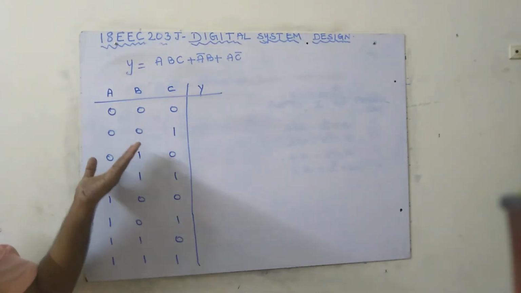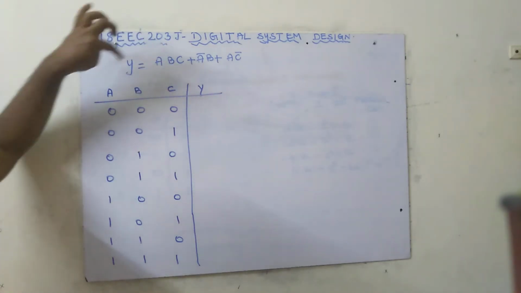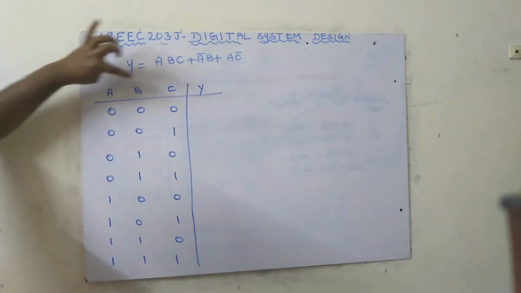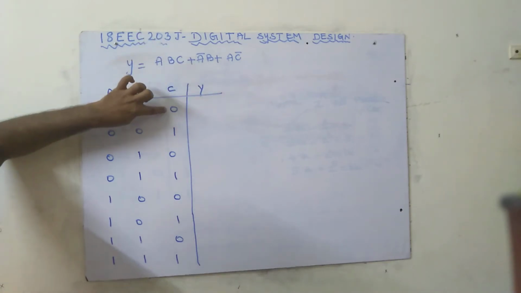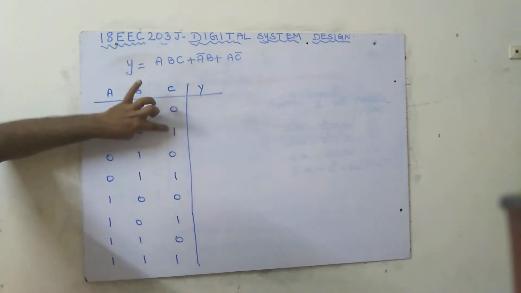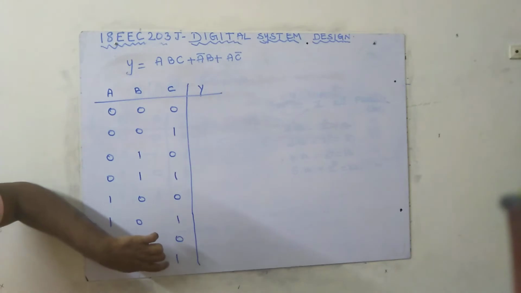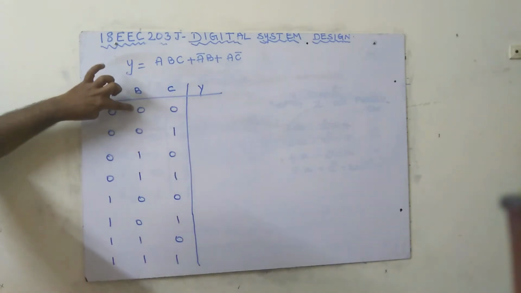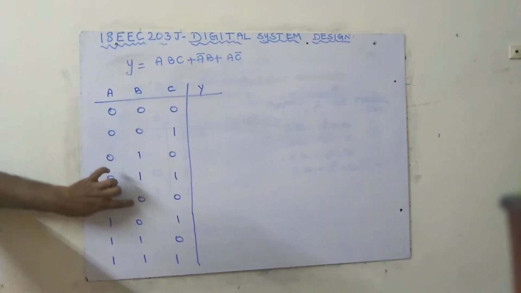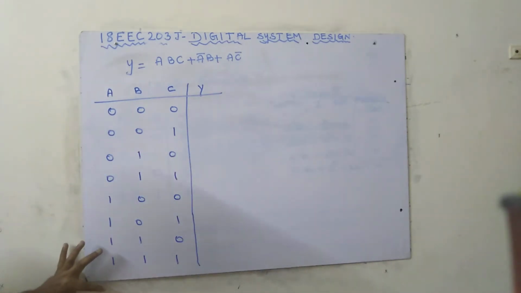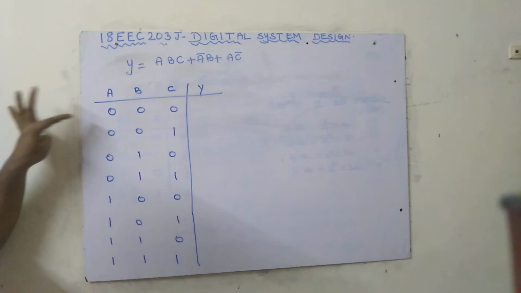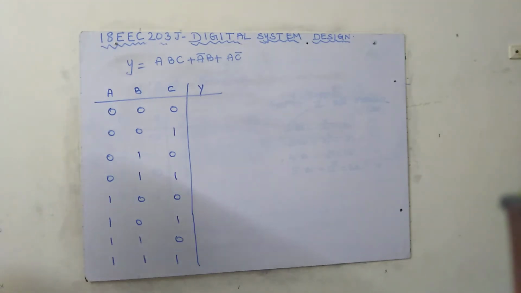To write it easily, this is called MSB, the most significant bit, and this is called LSB, the least significant bit. For the least significant bit, you can initially put 0, 1, 0, 1, 0, 1, 0, 1. Then for the next bit, 0, 0, 1, 1, 0, 0, 1, 1. For the next bit, four 0s and four 1s. Like this you can go. If we have another combination, eight 0s and eight 1s you can put. This will be an easy method.